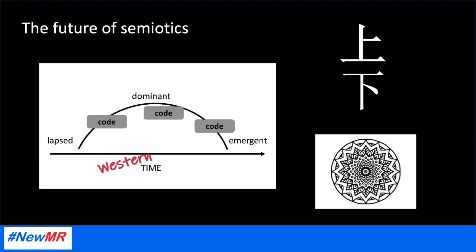Now, what we're starting to notice from semiotic work that's coming out of other countries is that one of the earliest observations that people make is that time acts in a different way. So whereas in the West we think of time as travelling on this linear axis from left to right, in China it travels from the top to the bottom. So those two characters there are shang and xia, meaning above and below.